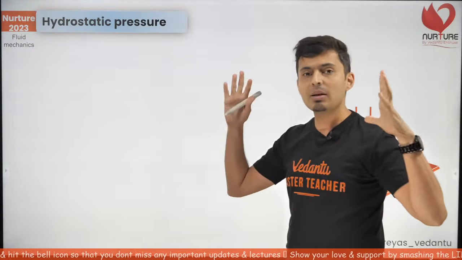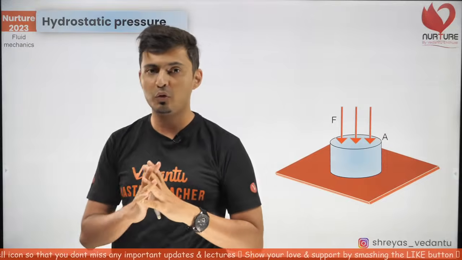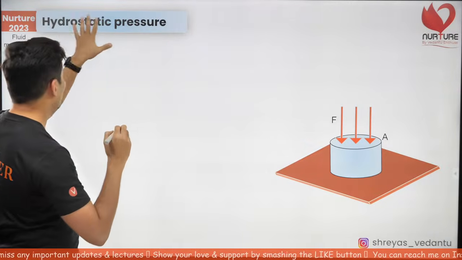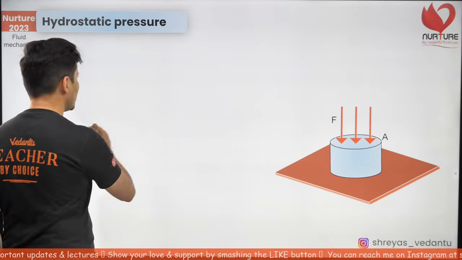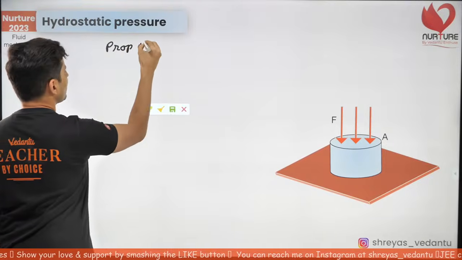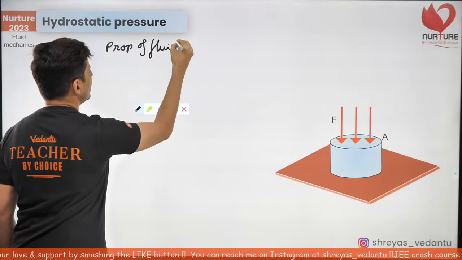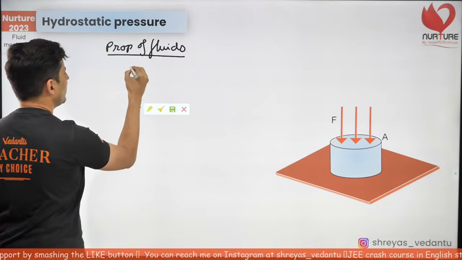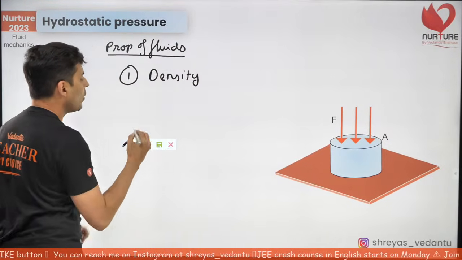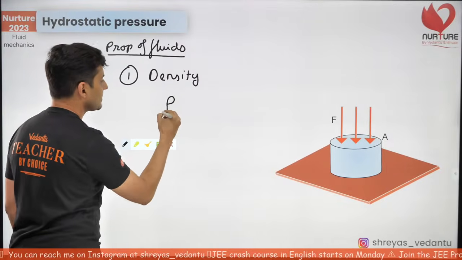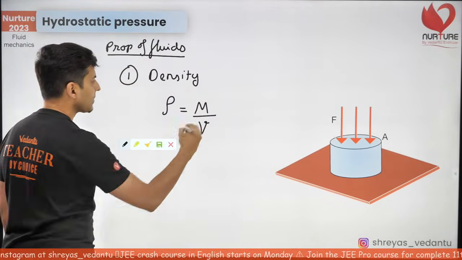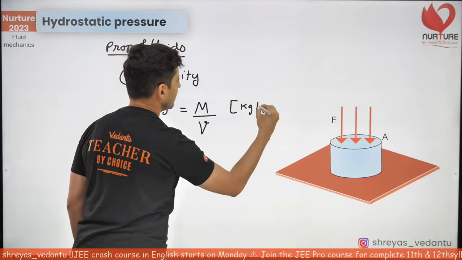Now, there are some important properties that you should know about fluid. Everybody knows about density. Although I have put up hydrostatic pressure here, this is one of the important properties. When I talk about properties of fluids, everybody should know about density. Density is how closely packed it is. Generally, the symbol is rho, and it is nothing but mass by volume. It is expressed in kg per meter cube.